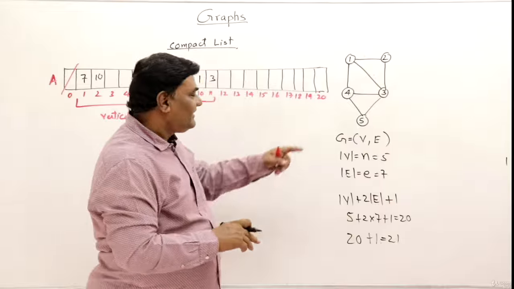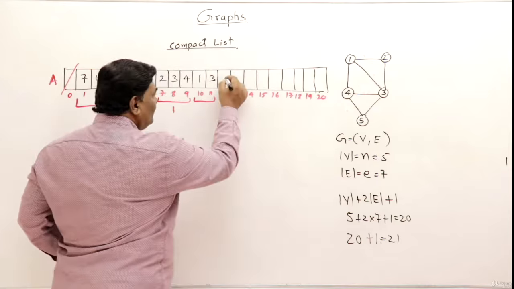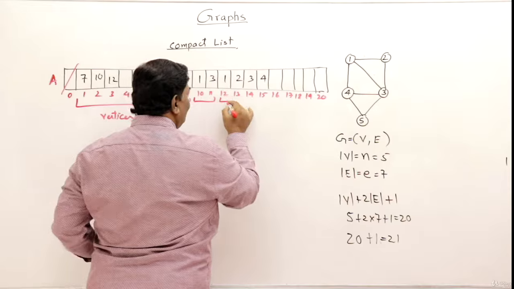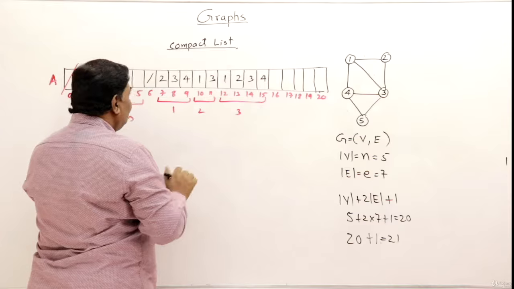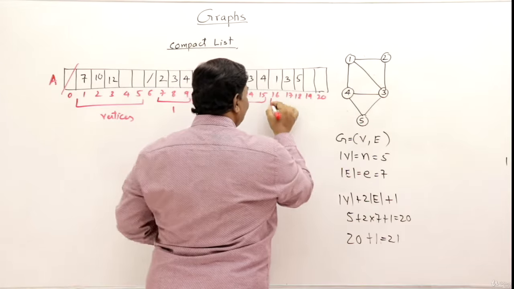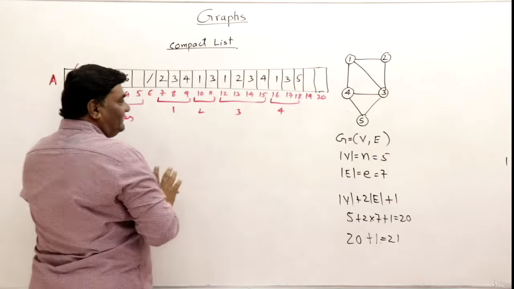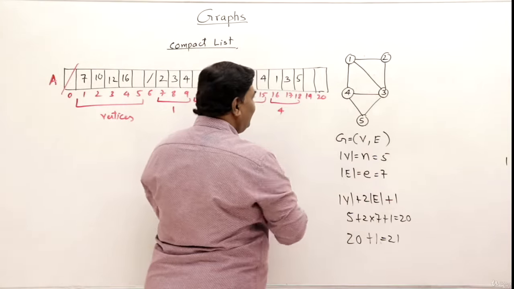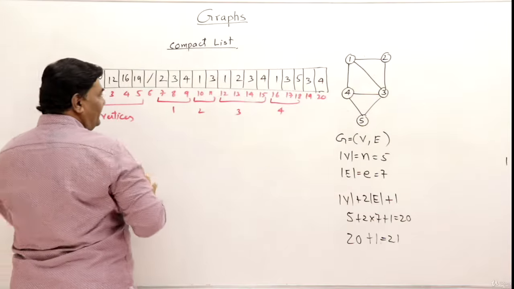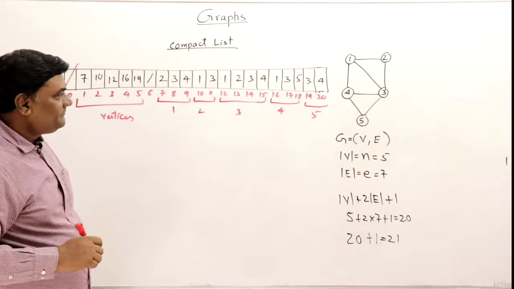Next, let us write down the rest of those. For 3, the adjacent vertices are 1, 2, 4, 5. Starting index is 12 and this belongs to vertex 3. This belongs to 2. Then for 4, 1, 3, 5. These are for 4 and the starting point of this one is 16. Then for 5, adjacent vertices are 3 and 4, and the starting point is 19. This belongs to 5. I have filled all of them.